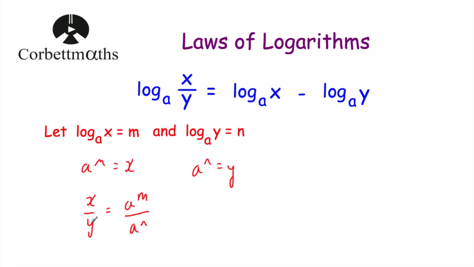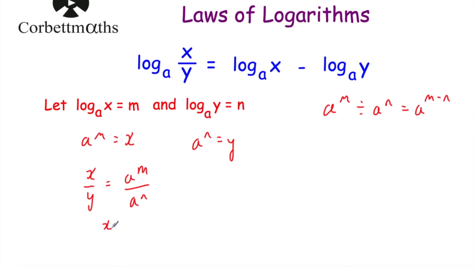So we've got the x over y is equal to a to the power of m divided by a to the power of n. And remember, if we have a to the power of m divided by a to the power of n, we're dividing with things with the same base, so we can take away the powers. So that'd be a to the power of m subtract n. We can subtract the powers there. So that means that x over y is equal to a to the power of m subtract n. Okay, so this is now fantastic because we've now got something in index form. So now let's write this as a logarithm.